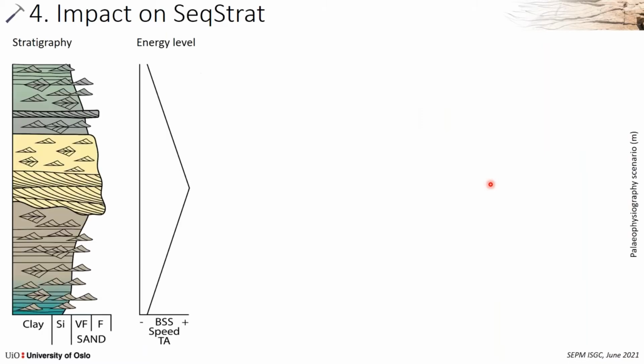And now, the discussion I would like to have with you guys is the impact of these findings on sequence stratigraphy. So if we consider a very simple schematic bigrading succession here, coarsening up and fining up, which reflects basically an increase in energy followed by a decrease in energy, which could be an increase in tidal amplitude, bed shear stress, or speed, or all of them together.